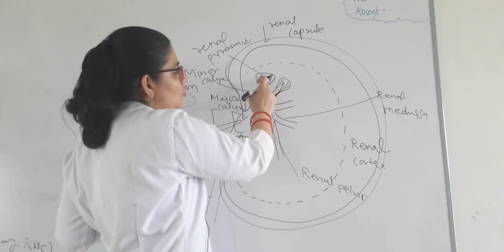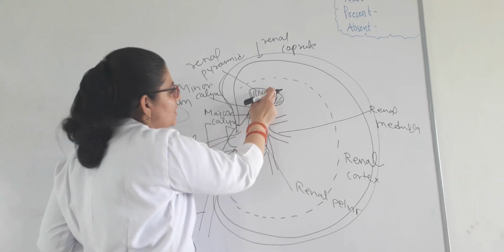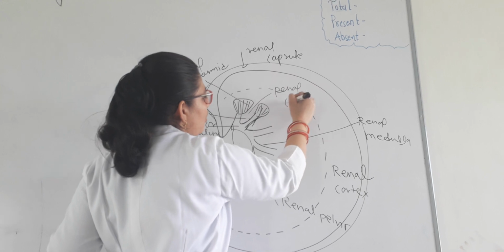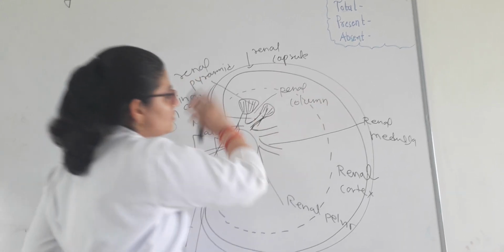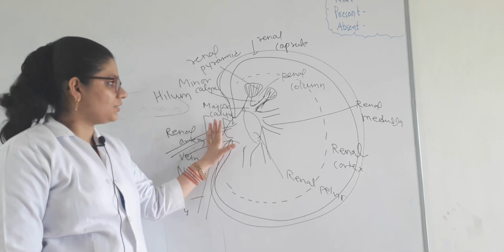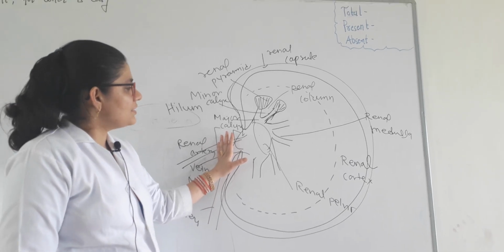Now, in between two renal pyramids, you can see there is a space. This space is known as the renal column. So, these all come in the structure of the renal that you have to remember here. So, we will once again see.